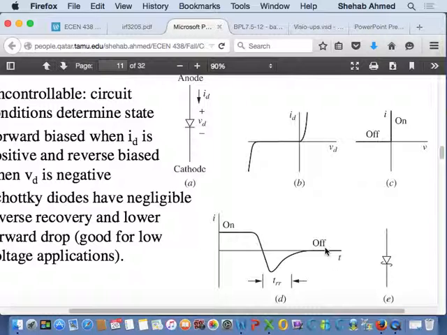The physics that happen is that a negative current will flow. And we will talk about that more in the next class and its effect.